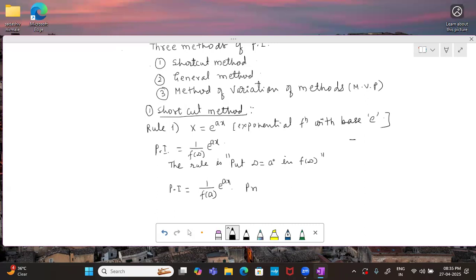Provided the condition for that is f of a is not equal to 0. So this denominator should not be 0, and that is a condition. If it is 0, then 1 upon 0 will be infinite, but the PI is always finite. And to get a finite PI, the condition is f of a is not equal to 0.